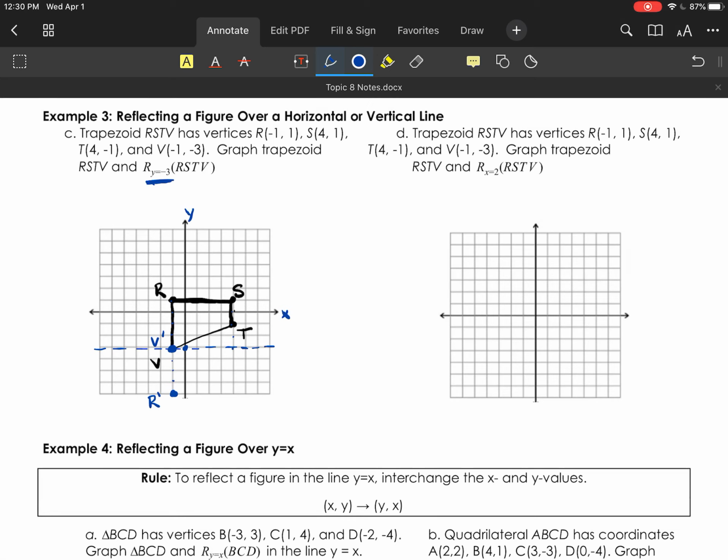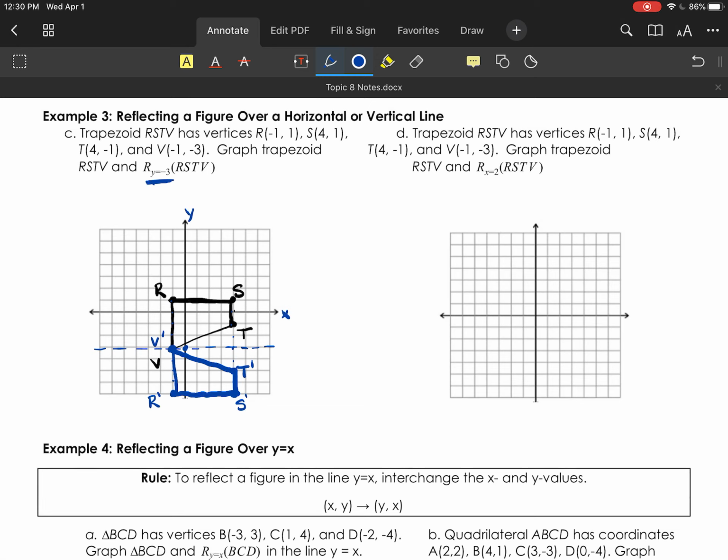S is 1, 2, 3, 4 units away. So I'm going to count down 1, 2, 3, 4 and label that S prime. T is 1, 2 units away. So I'm going to count 2 units down and label that T prime. Then I'm going to connect all 4 of those, and it should look like a mirror image over that line.